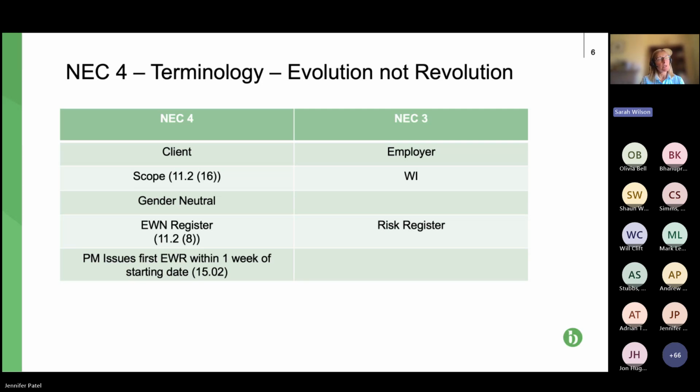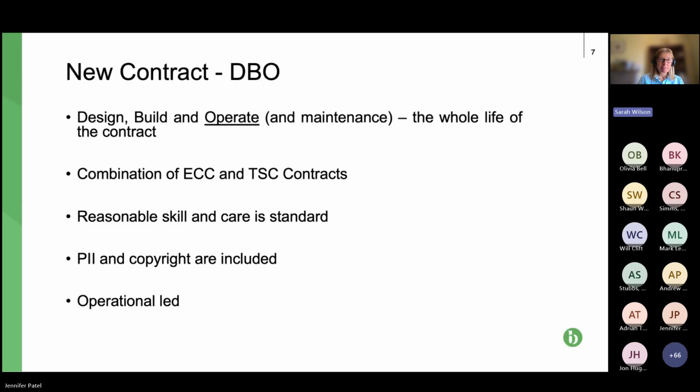And I think that was because quite often under NEC 3, the risk register was never actually started. So this is basically to ensure that it gets started and therefore hopefully is kept up to date. So if we can have the next slide, please, Jen.